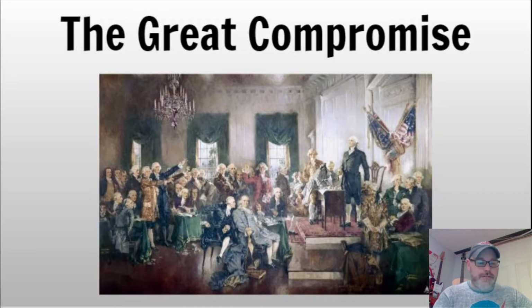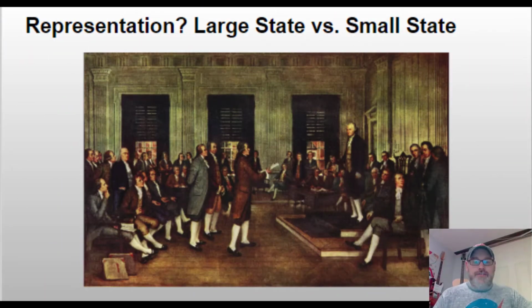All right, but one of the biggest issues that arises here is this issue of representation. What are we going to have? Are the large states going to have control? Are the small states going to have control? How are we really going to have a fair system of representation when we have states with vastly different populations in them? All right, and so we have a couple different plans that are put forth.